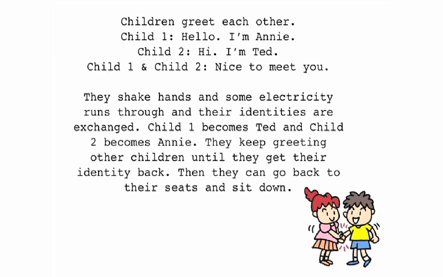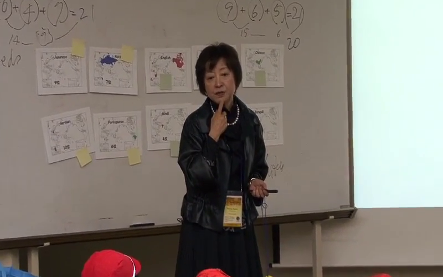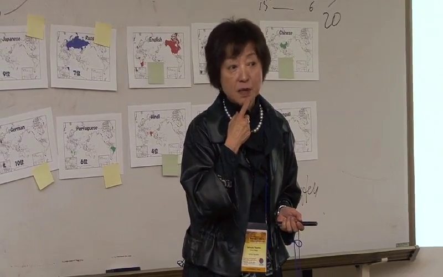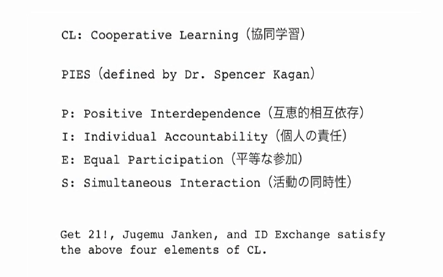This is on your handout. Actually, something very simple and something so much fun and something children enjoy and learn from is usually a sample of cooperative learning, PIES. It's easy to learn like that. P for positive interdependence, I for individual accountability, E equal participation, S for simultaneous interaction.